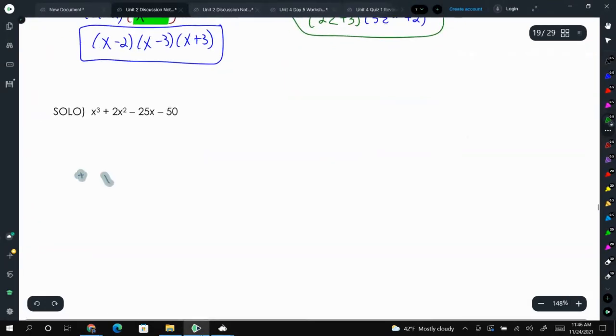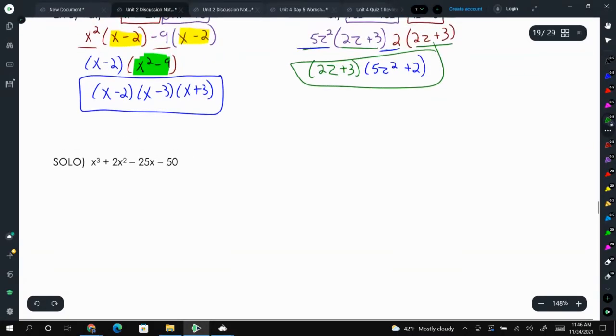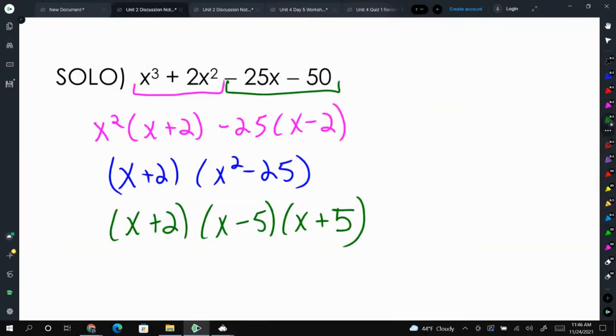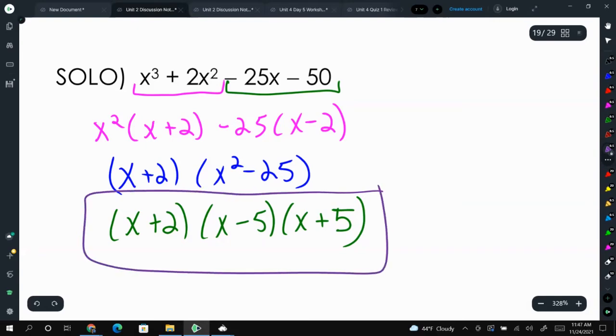All right, I want you to try this one down here. Pause the video and unpause it once you're done to see the answer. All right, so you can see once we factor that, we had x plus 2 times x squared minus 25. And then that x squared minus 25, again, is a difference of 2 squares. So then we factored that and got x minus 5 times x plus 5. So this would be your completely factored answer.